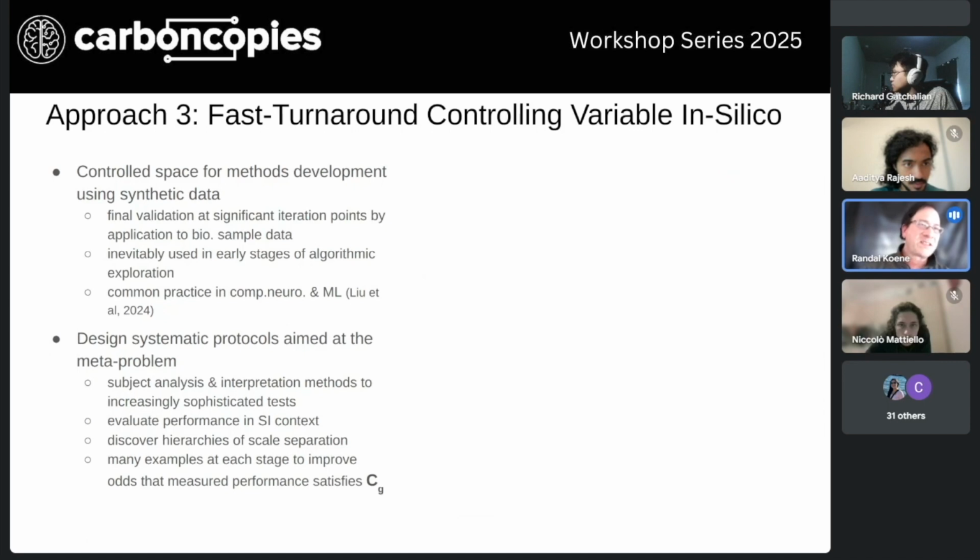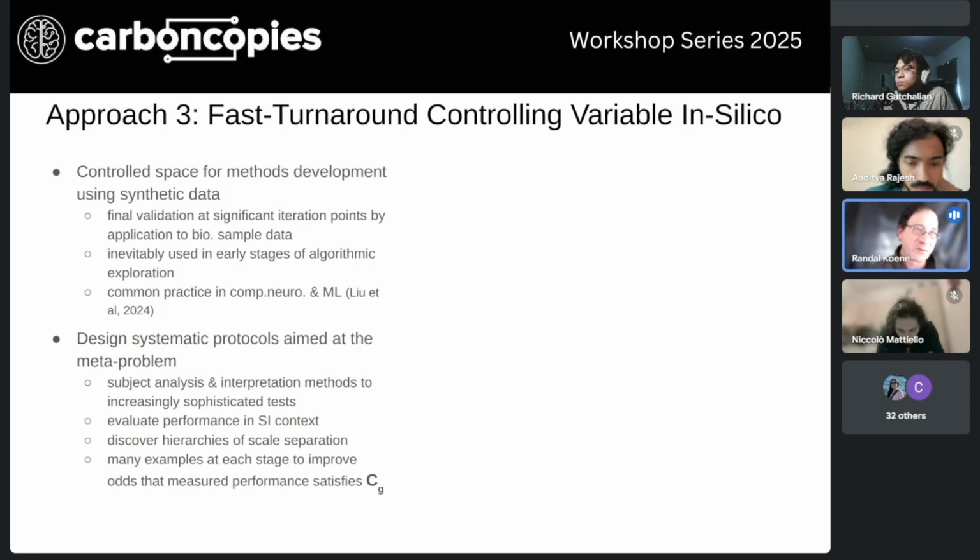One way to address the problem that validation metrics associated with success criteria require ground truth information with sufficient understanding to identify the hierarchies of scale separation to satisfy Axioms 1 and 2, and that such understanding may be missing or incomplete in most cases, is to provide a controlled space for methods development through synthetic data. Even when methods development includes validation by application to biological sample data, synthetic data is inevitably used in the early steps of modeling and algorithmic methods exploration. Doing that is already common practice throughout computational neuroscience and machine learning.